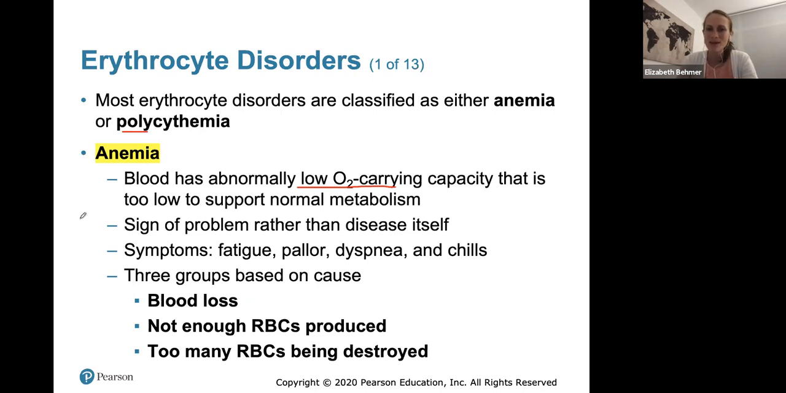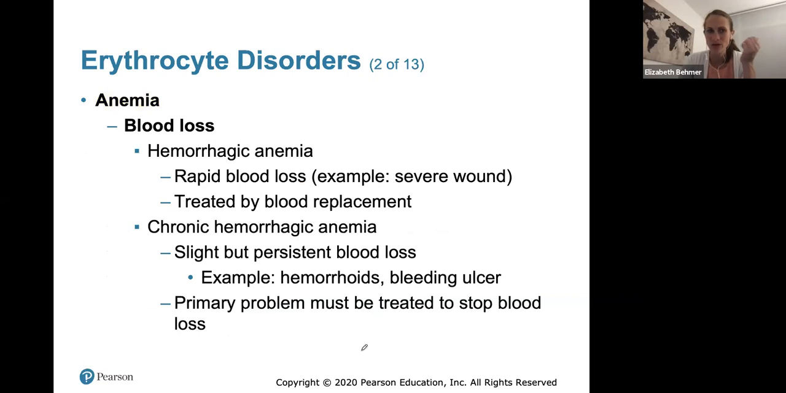So again, anemia, or being anemic, your blood has an abnormally low oxygen carrying capacity. It's usually the sign of the problem rather than the disease itself, meaning that the problem is just that there's low oxygen carrying capacity. The symptoms can be fatigue, pallor, dyspnea, and chills. And there's three groups based on the cause. So blood loss, someone can be anemic if they lose a lot of blood, if they're not producing enough red blood cells, or if too many of their red blood cells are being destroyed.